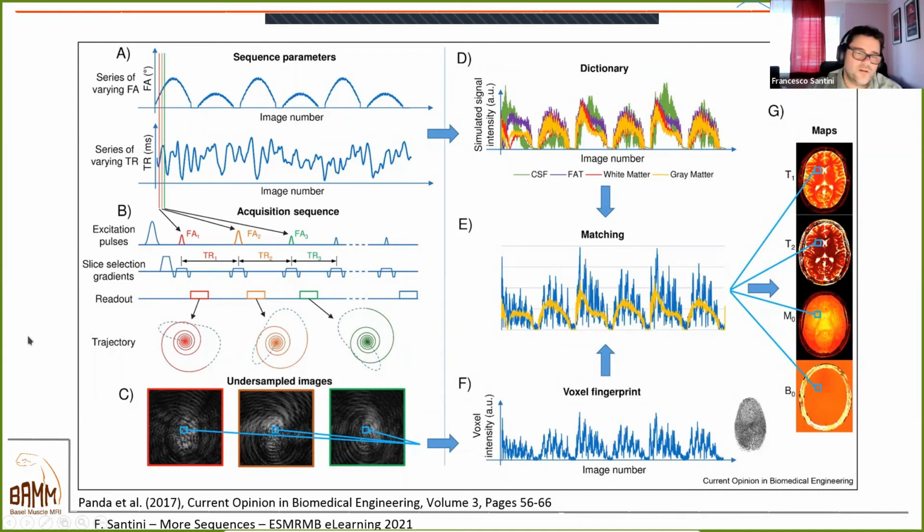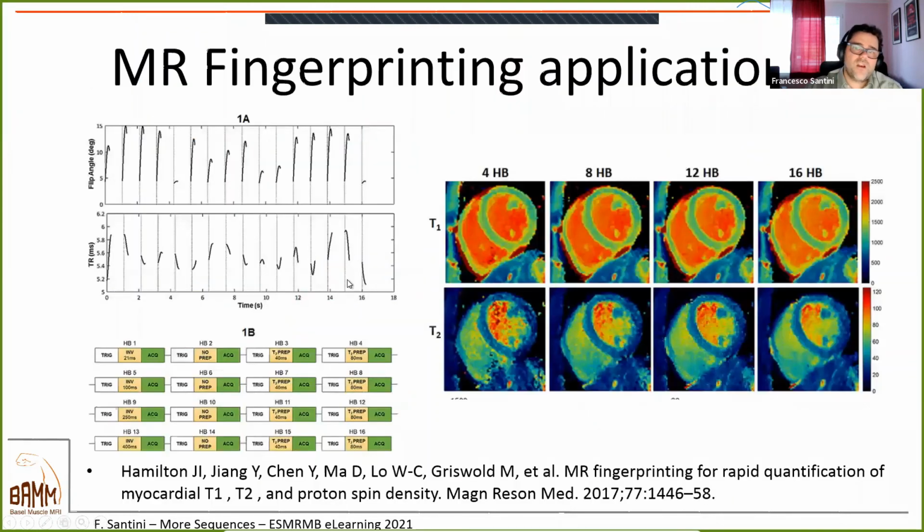This is from a paper, and this is an example in the brain. So in principle, you can sensitize your sequence to everything. You just have to then take care of that in your dictionary. In practice, it's often very much used for T1 and T2 imaging.